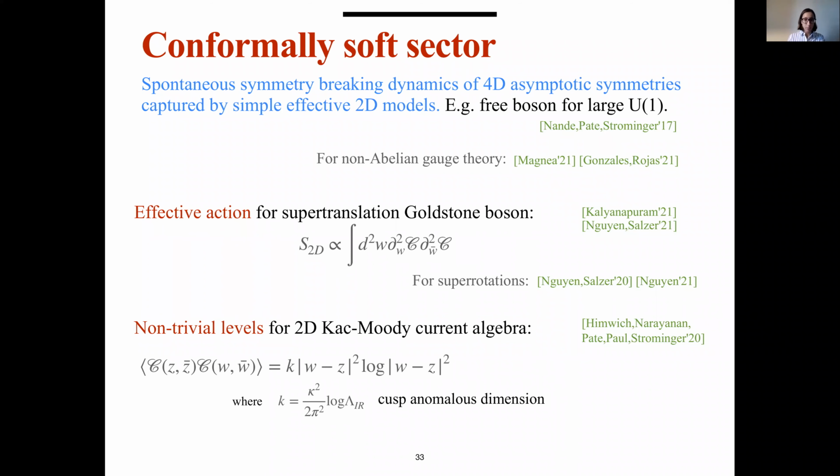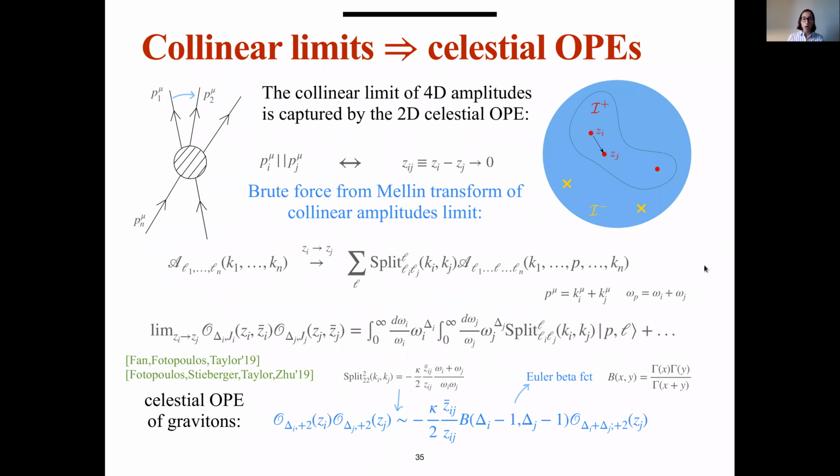Okay, let me maybe skip the next slide and come to another topic. Maybe I should ask at this point, is there any question on, let's say, conformally soft physics, asymptotic symmetries? If not, I'll change gears a little bit and talk about collinear limits and the connection between infrared and ultraviolet.